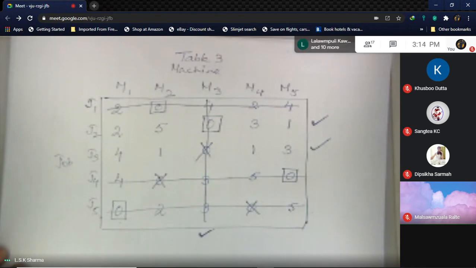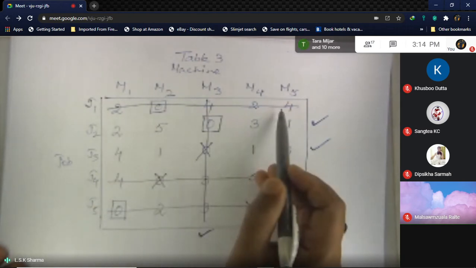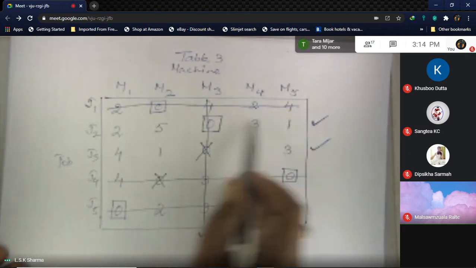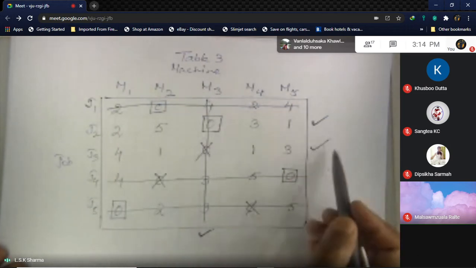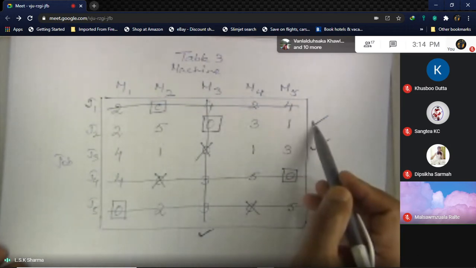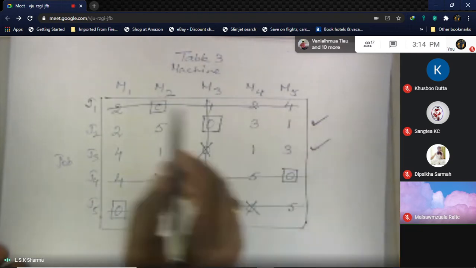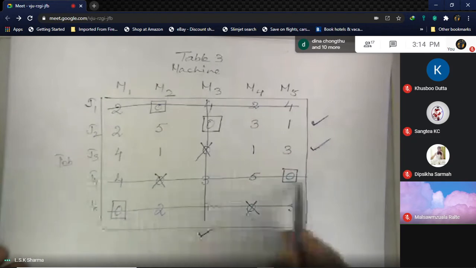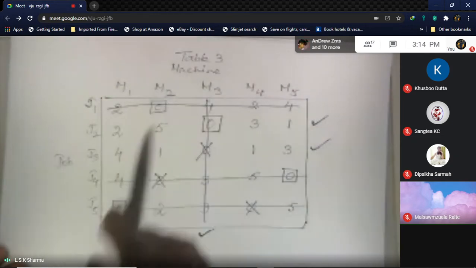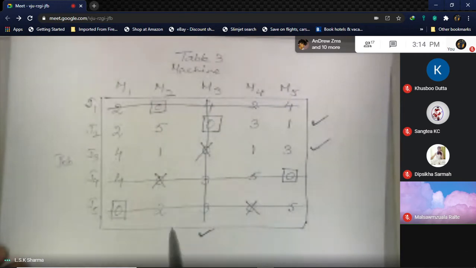Once you do this, you draw straight lines through unmarked rows. Where are the rows which are not marked? An unmarked row means on the side there is no tick mark. So whatever is left out, you draw a straight line: 1, 2, 3. And for the columns, you draw only on the marked column. There is only one mark, so you draw on that.